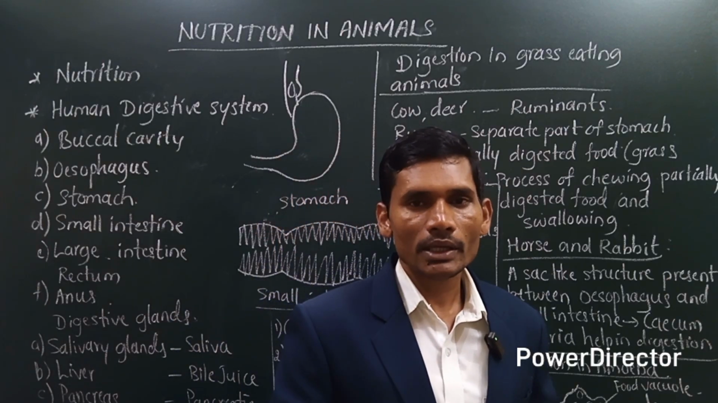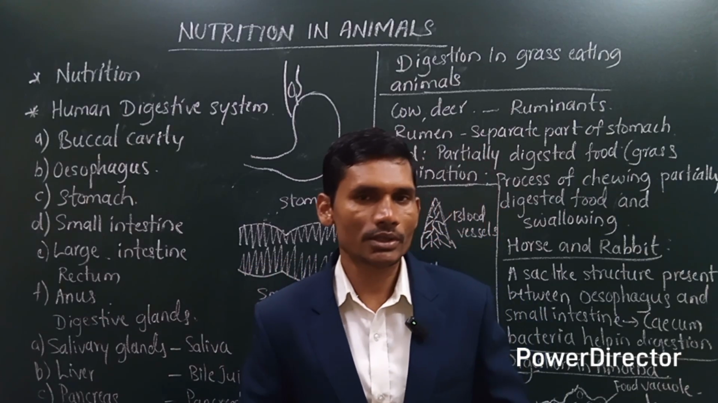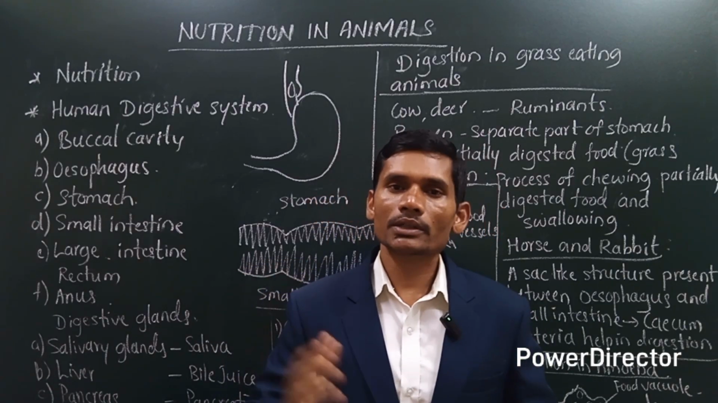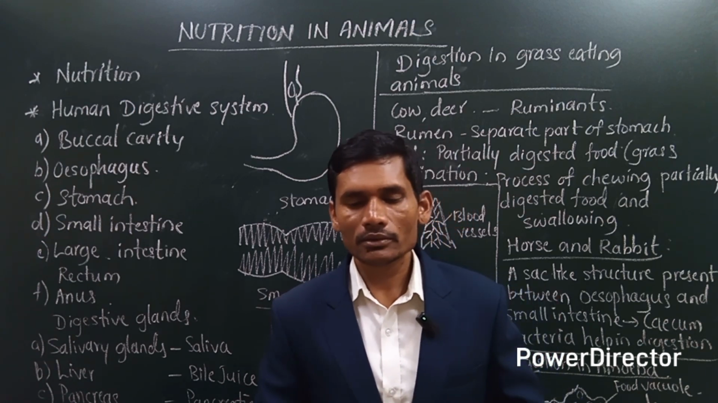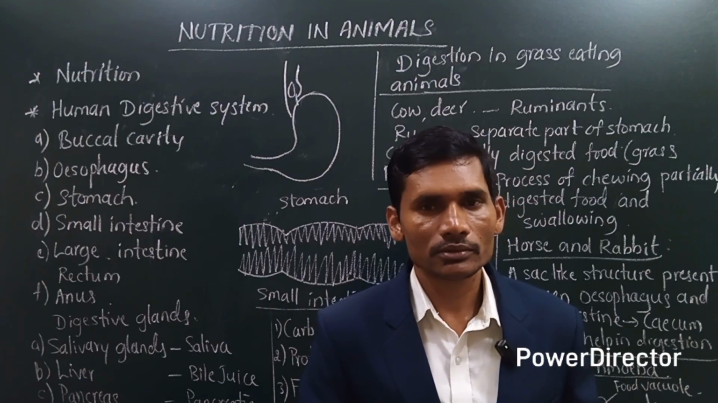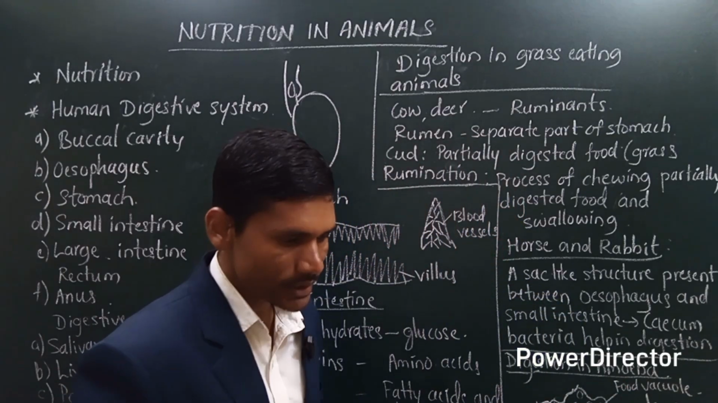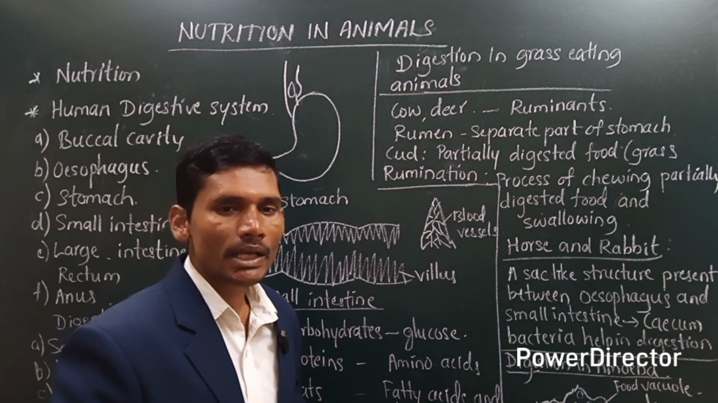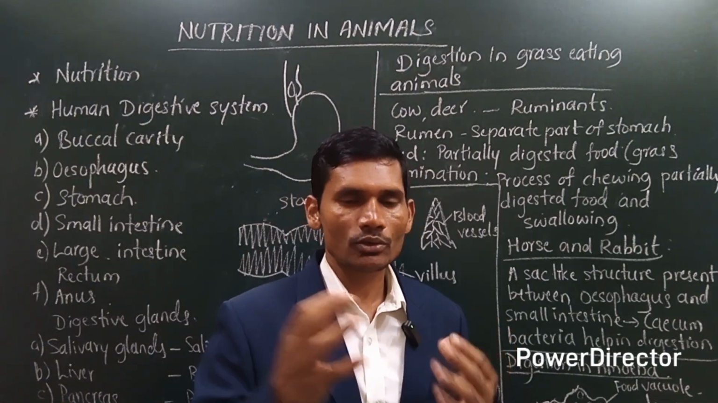There are 5 steps of nutrition, and we are going to learn them one by one in detail in this class. The first step of nutrition is ingestion. What is ingestion? In animals, ingestion means intake of food. Just taking in food is only ingestion.